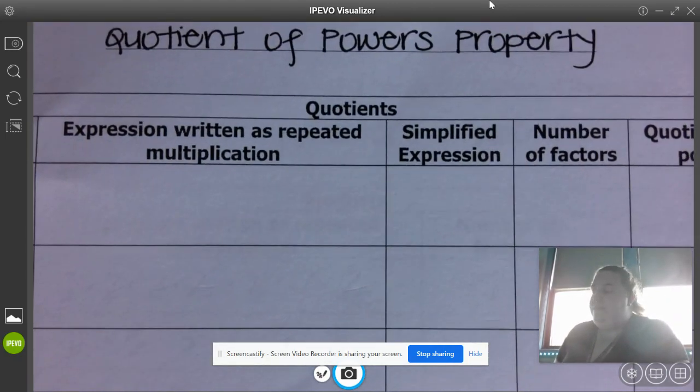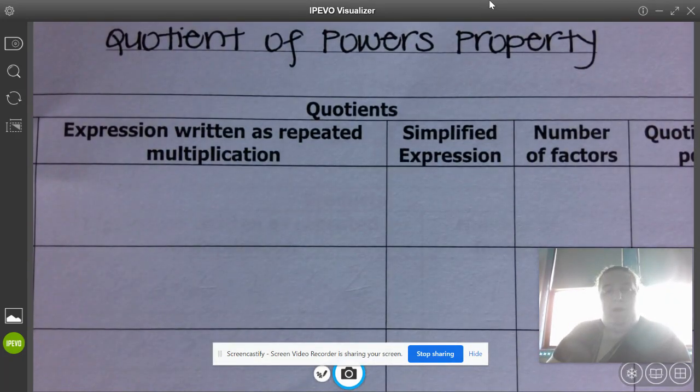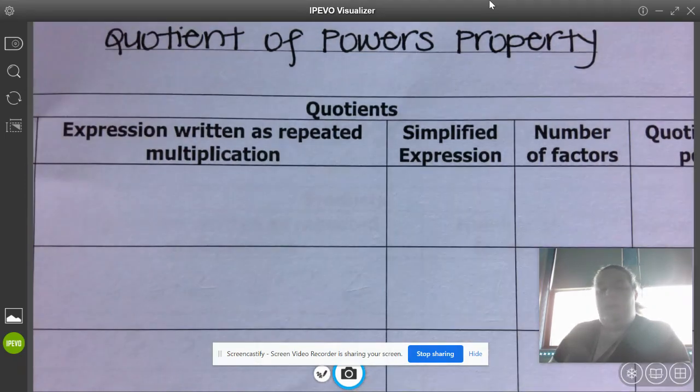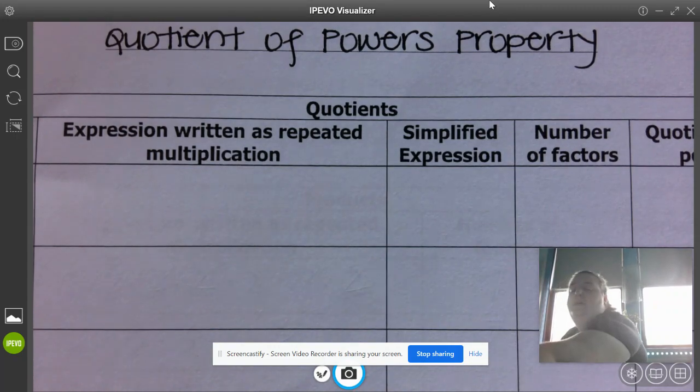Okay. So, once again, this is a discovery activity, an investigation. Similar to what we've done so far with some of our other rules, we're going to do that with this quotient rule. I'm going to get you started with the first example. You're going to try the next two and then see if you can find the connection or pattern that's happening. Okay. All right, so let's go ahead and get started.